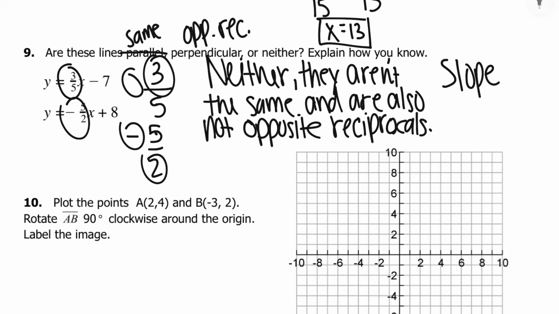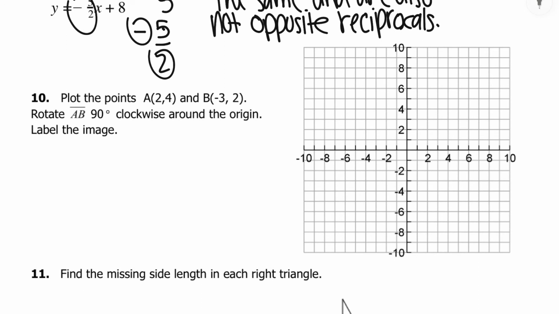Okay, so number 10, it says plot points 2, 4. So let's start with that, 2, 4. Remember, this is x, y, so let's write that. X, y. Oh, that looks like another x, sorry. And then x, y. So 2, 4. So that's A. And negative 3, 2. And that's a segment, so we're going to connect those.